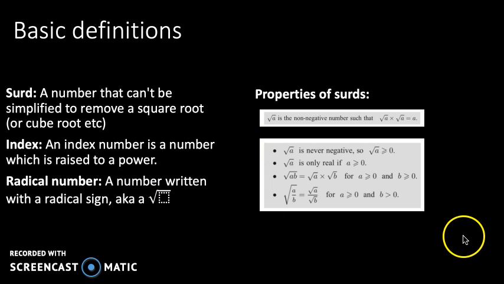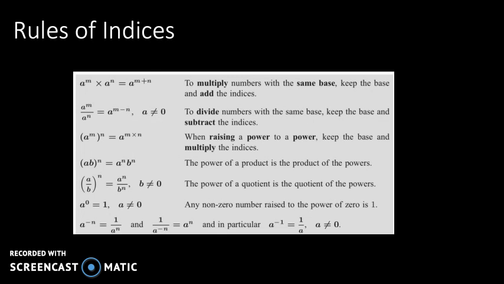So these are some really basic properties of surds, which you can read over, but we don't really have to go into them right now. So I'm going to start off with some indices. So these are some basic rules of indices.